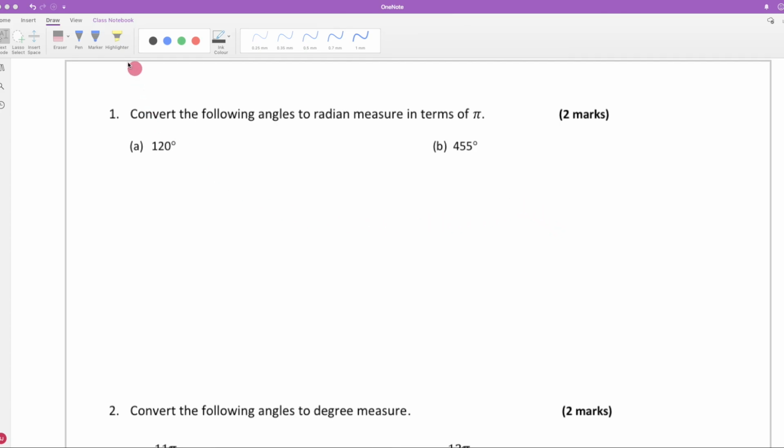So how did you go with question 1 and 2? Well, let's now do them together. We're being asked to convert the following angles to radian measure in terms of pi. So let's begin with our first one.